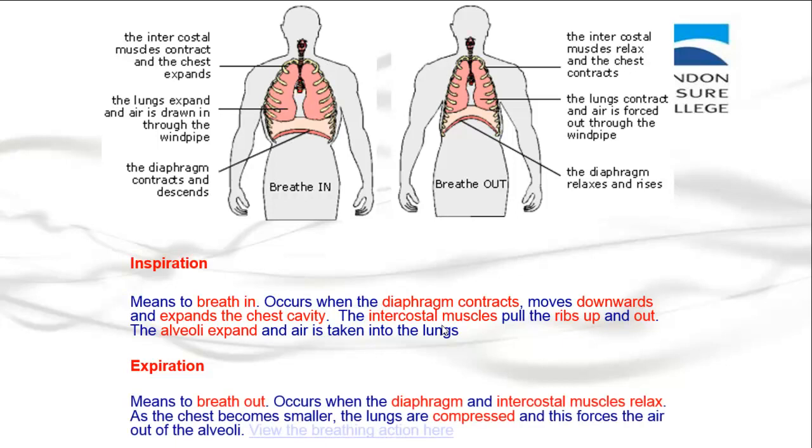And expiration means to breathe out, and this occurs when the diaphragm and intercostal muscles relax. As the chest becomes smaller, the lungs are compressed, and this forces the air out of the alveoli. And we're now going to see an animated example of this, just to make this a little bit clearer.